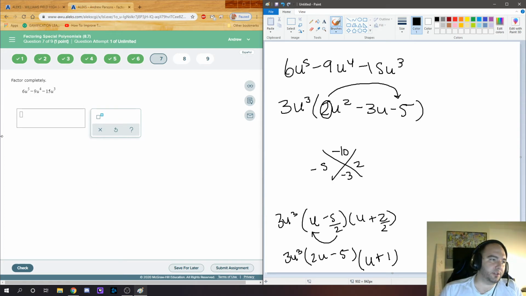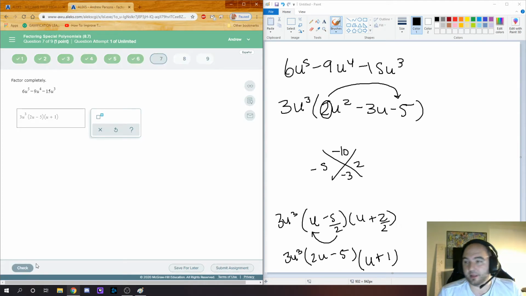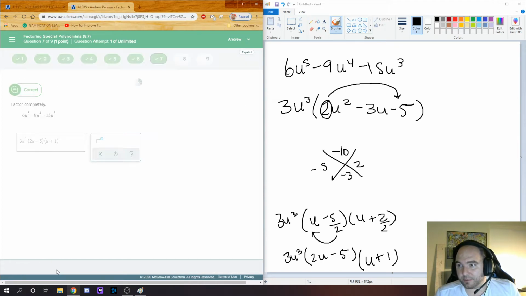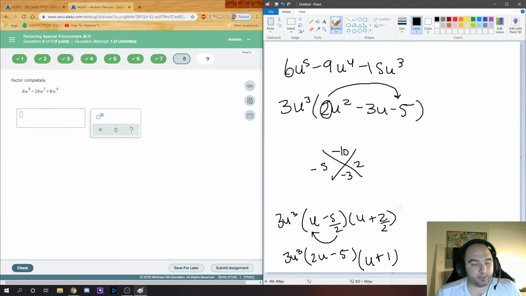Wow, what a doozy of a problem. I gotta be honest though, that's exactly the level of solving these I want people to be able to do. I want them to be able to factor something out, and then whatever's left in there, be able to factor it using regular methods. 3u cubed, 2u minus 5, u plus 1. Now, ideally, the leftover stuff will have some kind of special property you can factor, but sometimes you gotta do it the hard way, man.